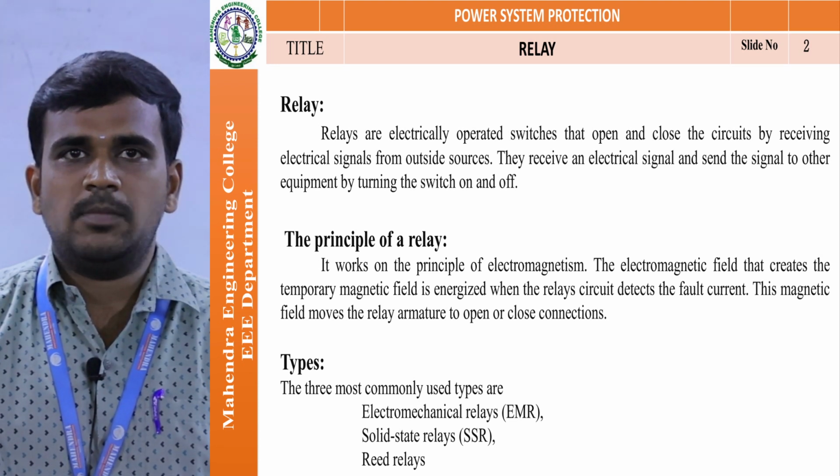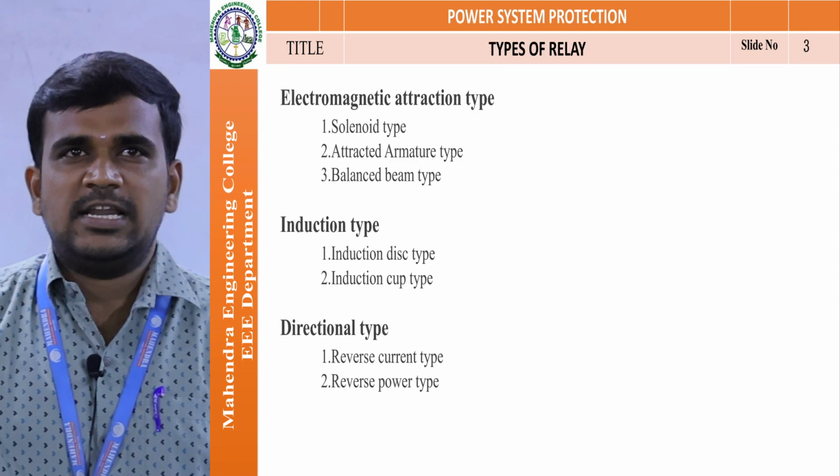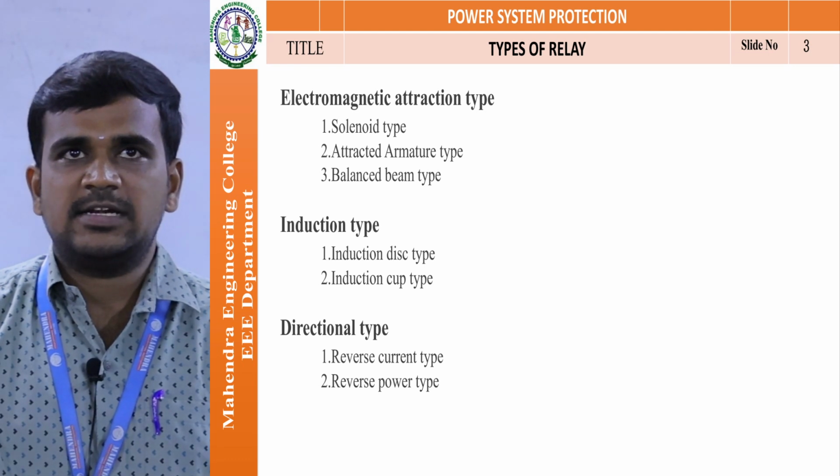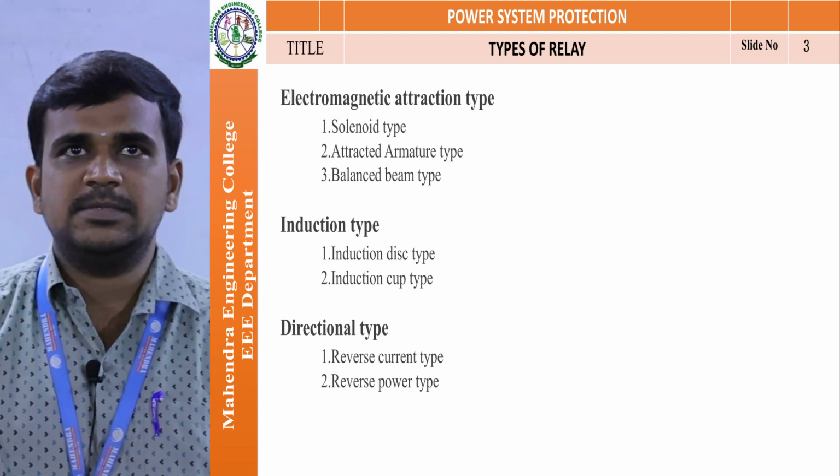Number one, electromechanical relay, then solid state relay, and the third relay. First of all, the electromagnetic attraction type is also classified into three types. Number one, solenoid type, next attracted armature type, then balanced beam type.